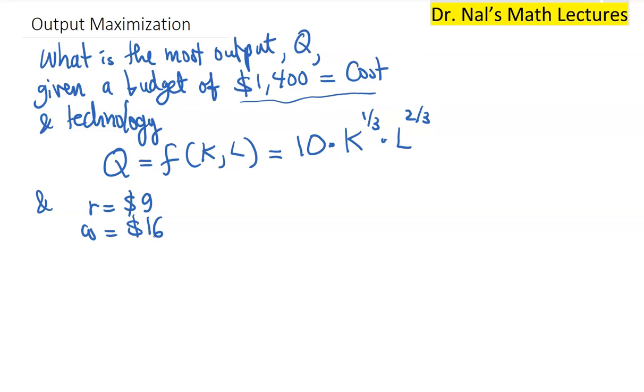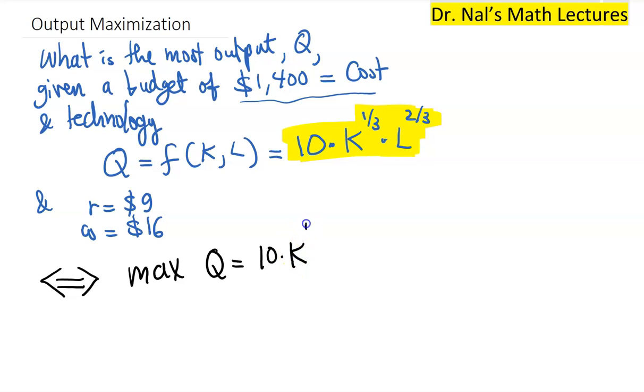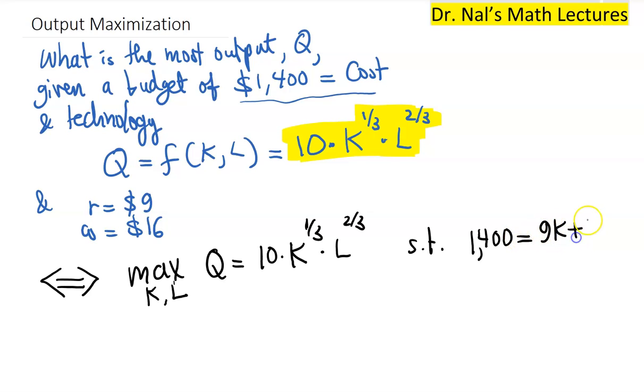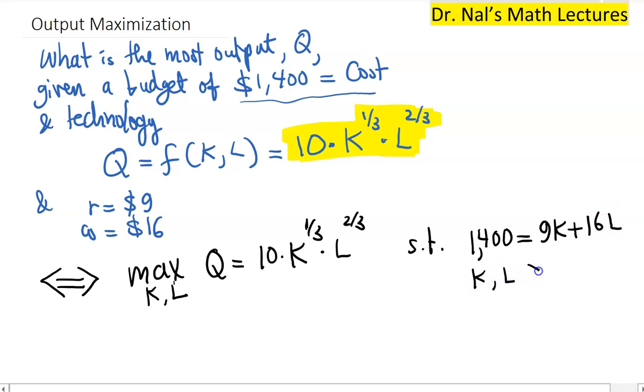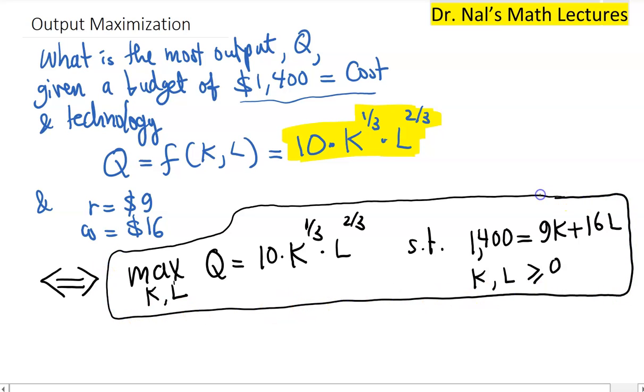So given these, and the fact that we have a $1,400 budget and this is the technology that we are utilizing, what is the most output that we can produce? What is the best combination of K and L as a result, right? An equivalent formalization is to maximize output, which is just 10 times K to the power 1/3 times L to the power 2/3, by changing the factors of production K and L, subject to the following constraint, namely that cost is $1,400. So $1,400 is equal to 9 times K plus 16 times L, and also the fact that capital and labor are both non-negative, greater than or equal to zero. So this is the actual mathematical representation of this problem of maximizing output.